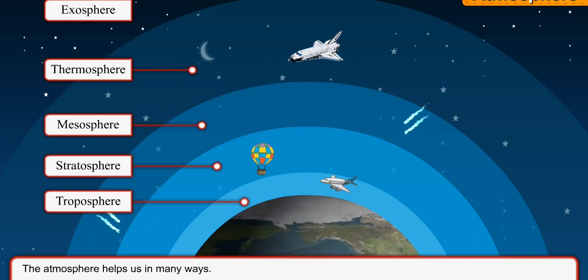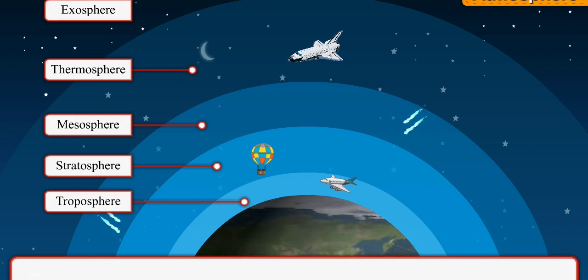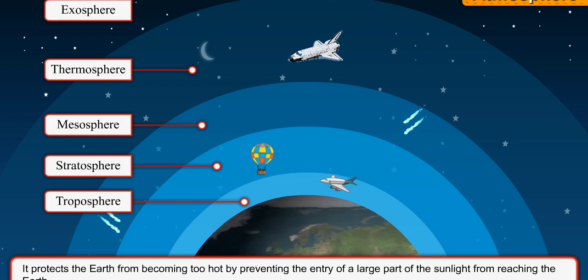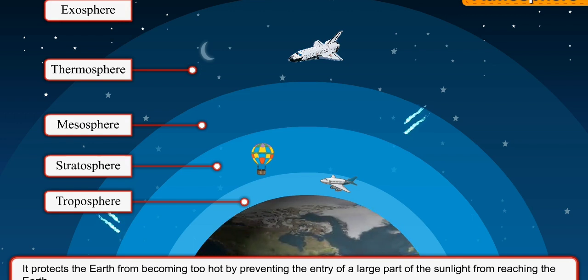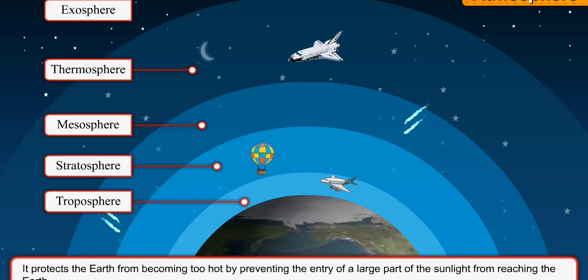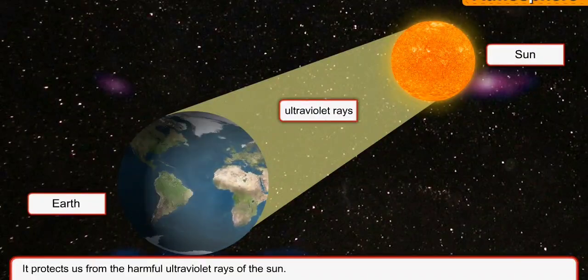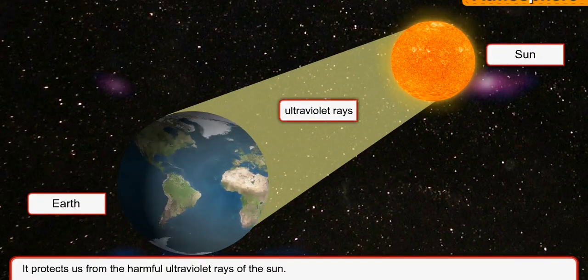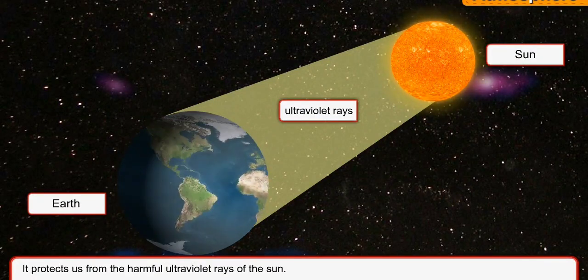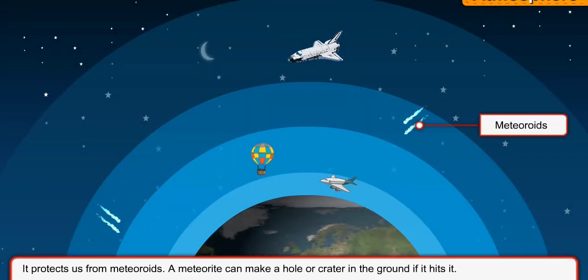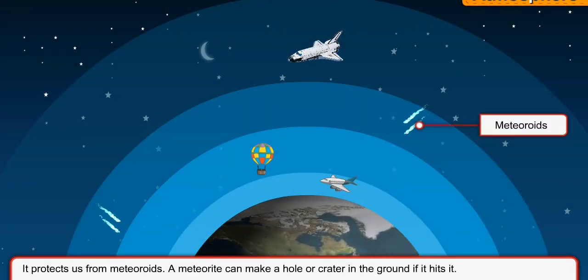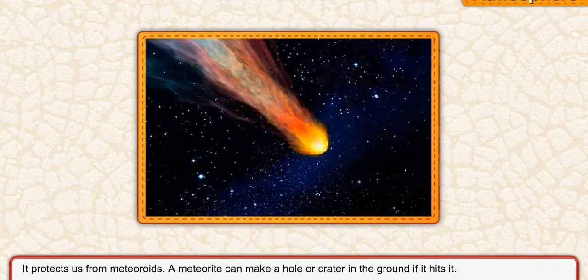The atmosphere helps us in many ways. It protects the Earth from becoming too hot by preventing a large part of sunlight from reaching the Earth. It protects us from the harmful ultraviolet rays of the sun. It protects us from meteoroids. A meteorite can make a hole or crater in the ground if it hits it.